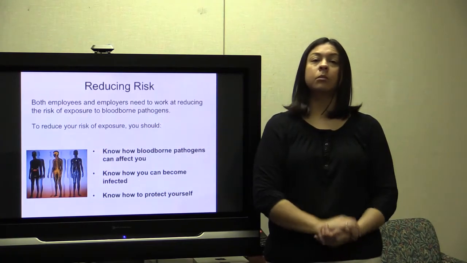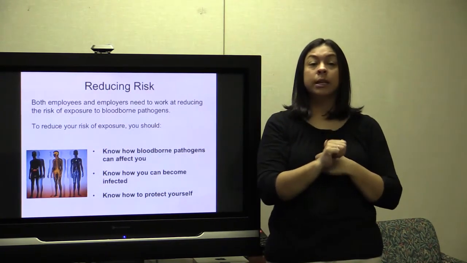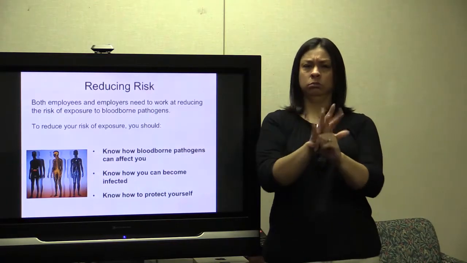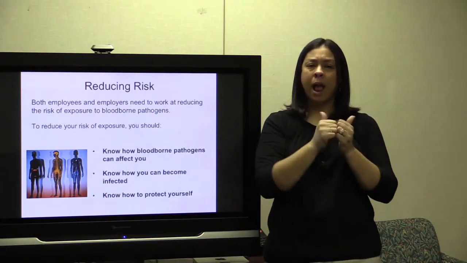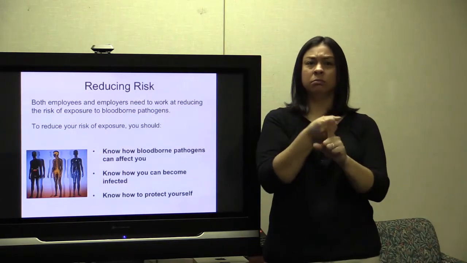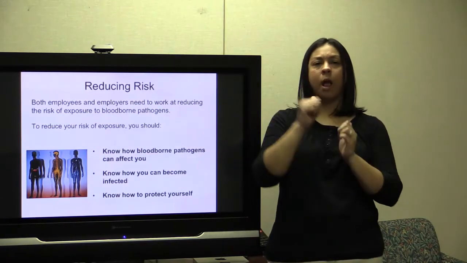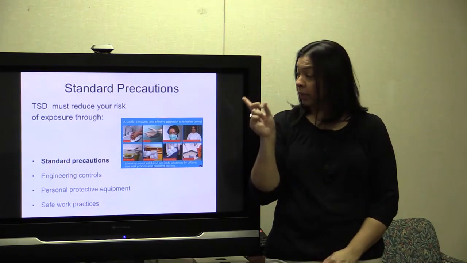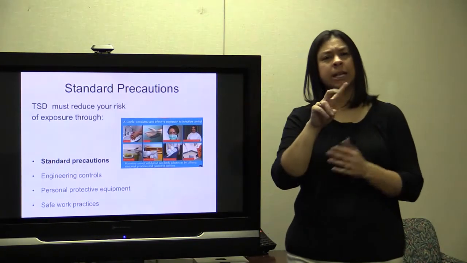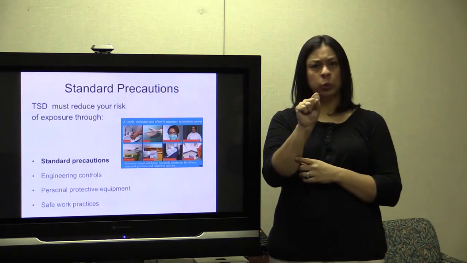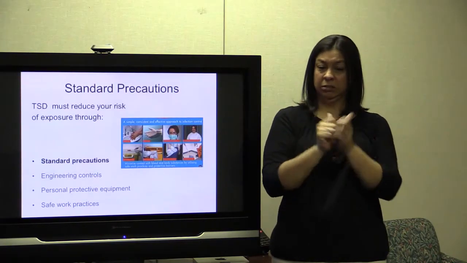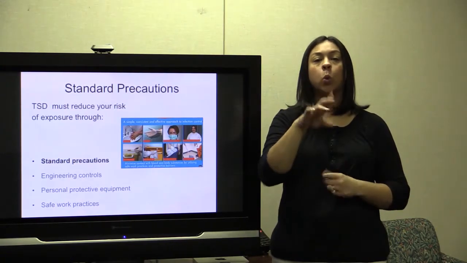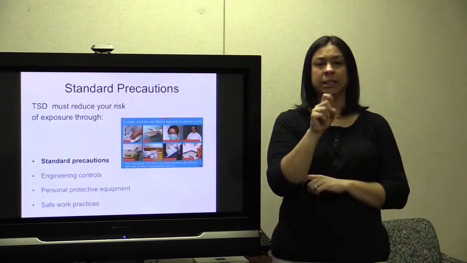So to reduce the risk, both employees and employers need to work at reducing the risk of exposure. So again, you need to know how bloodborne pathogens can affect you, how you can become infected, and know how to protect yourself. This is basically saying that TSD must give you the tools to do your job. If you need gloves to do your job to keep you safe, or a mask, or special uniform, then it is up to Texas School for the Deaf to do that for you.